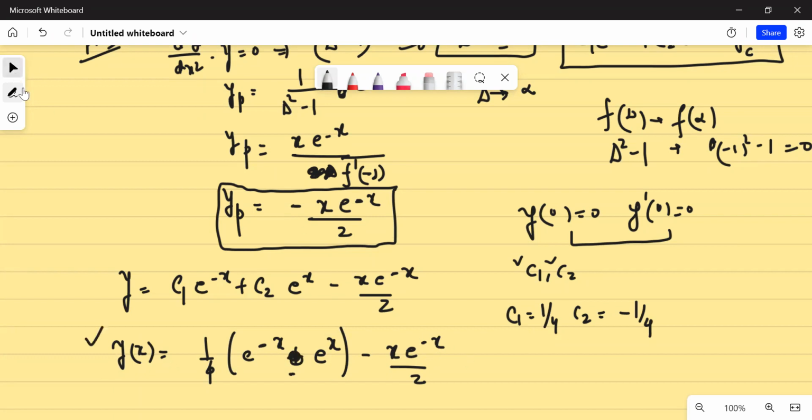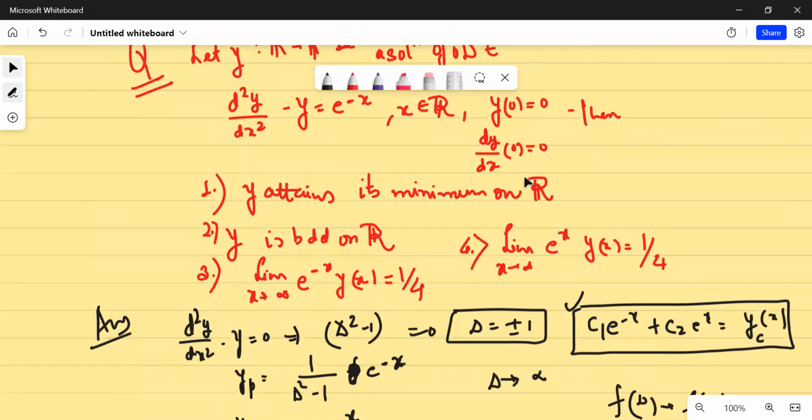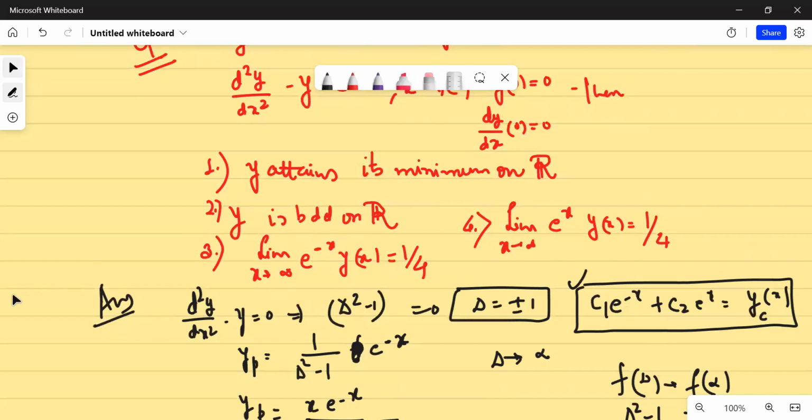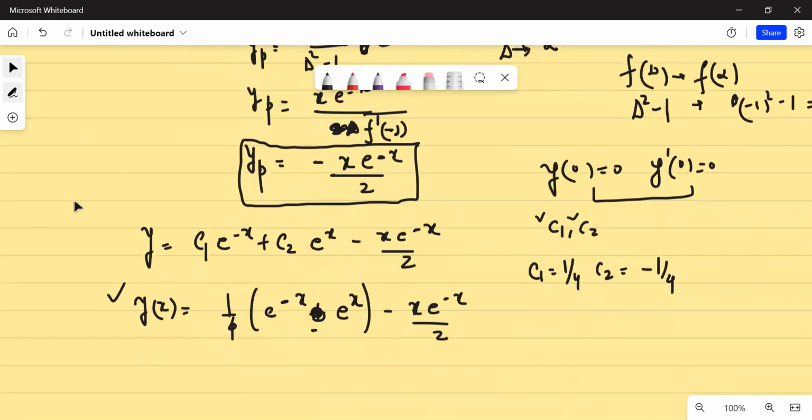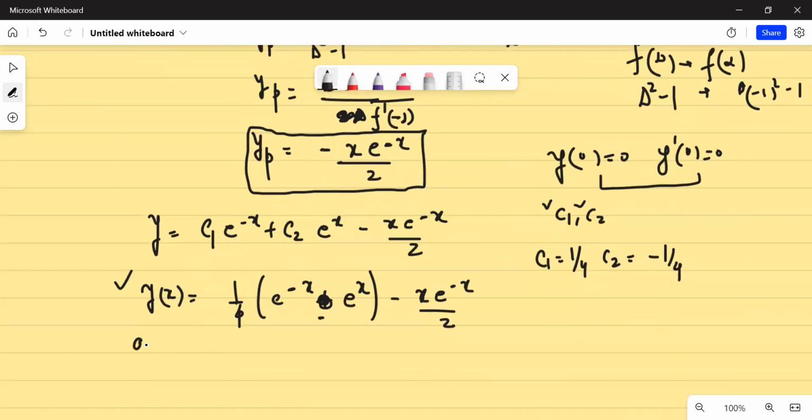Now what are the options? Options are to find maximum, minimum, boundedness, and all those things. So पहले देखते हैं whether y is bounded on R or not. So देखो, now as x tends to infinity, your e की power -x would tend to 0. So anyway, this will go to 0, this will go to 0, but this will go towards infinity. So your y(x) would tend towards minus infinity. Is that clear?